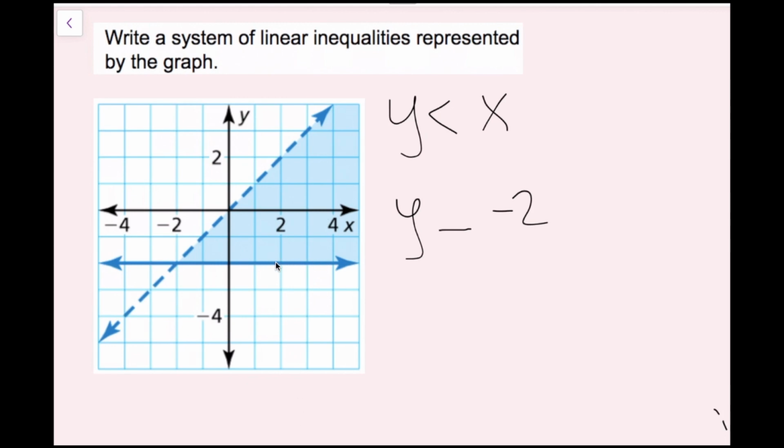Well, the shaded part is above this line. So this is actually going to be greater than or equal to -2, because I know that this is above here, and the solid line is why we have equals once again. Anyway, we've successfully written our system of linear inequalities that are represented by this graph, so now we're done with this one.